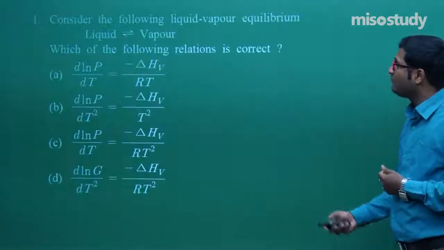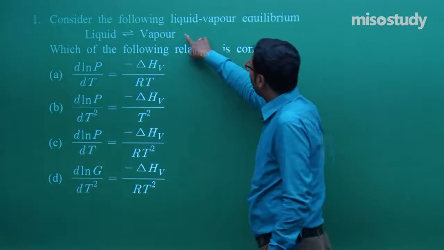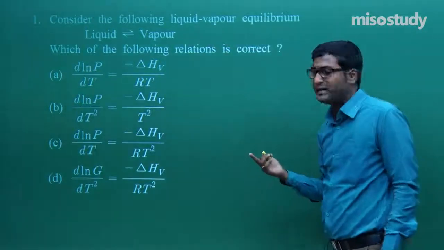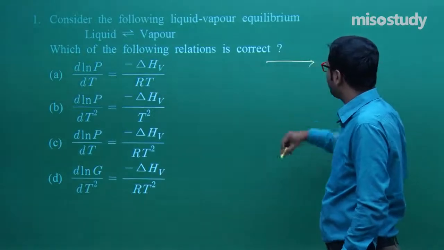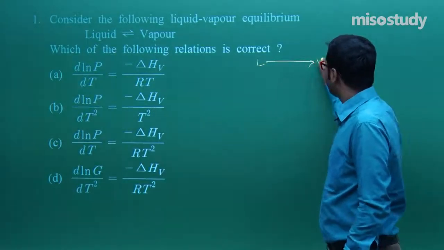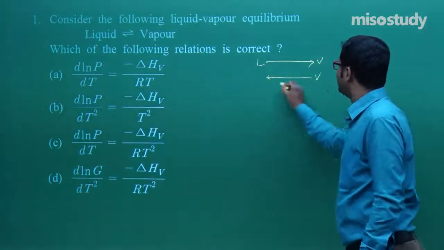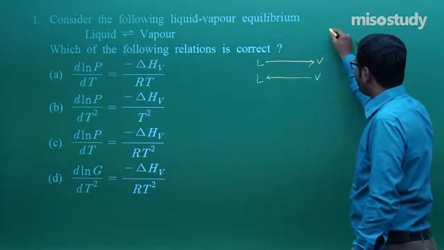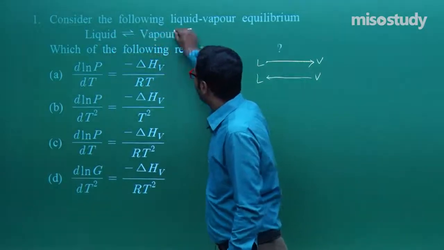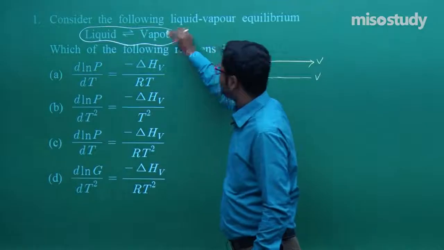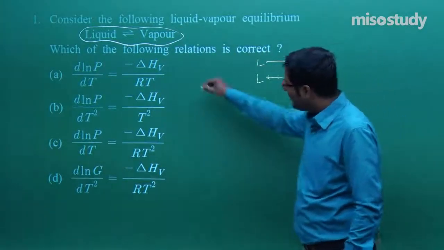Let's move on, friends. This is question number 1. Look at the question. Consider the following liquid-vapor equilibrium. What is equilibrium? We can move from the liquid state to the vapor state or from the vapor state to the liquid state, that is, both sides, and at the situation when the reaction comes to the equilibrium condition, which of the following relations is correct?